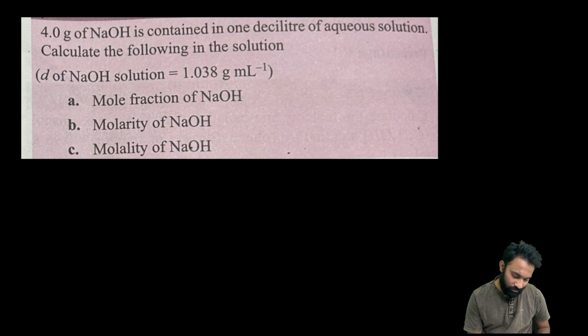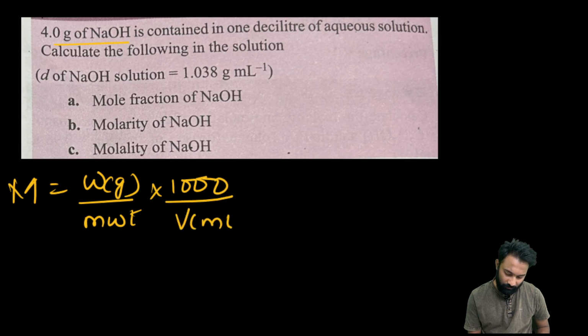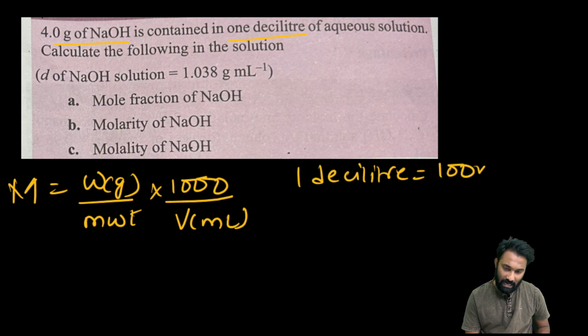First, before going to solve this question, for the given data, you calculate the molarity. How to calculate the molarity? Number of moles will be the weight of solute in gram by molecular weight, into 1000 by V in ml. Here they have given 1 deciliter. 1 deciliter will be equal to 100 ml.